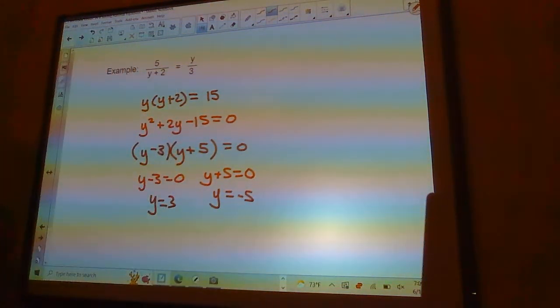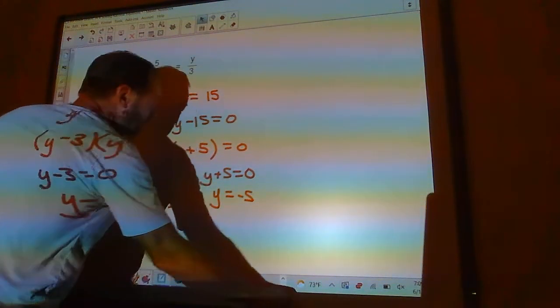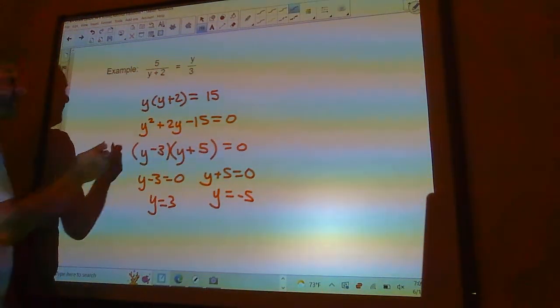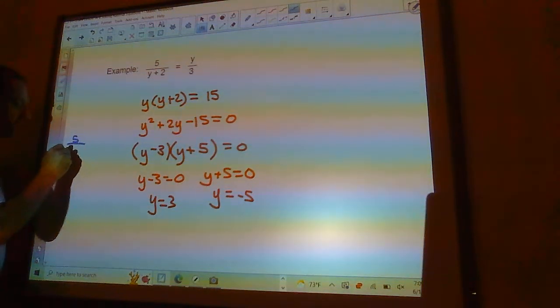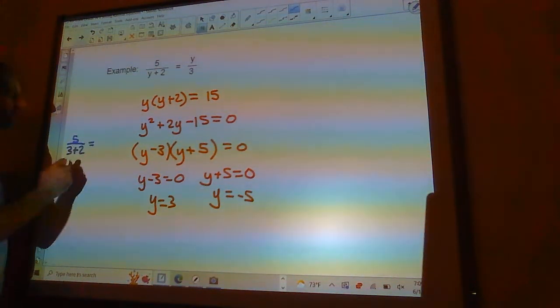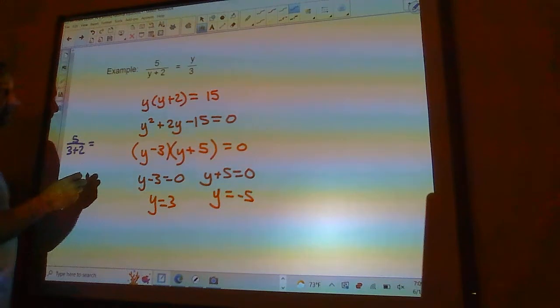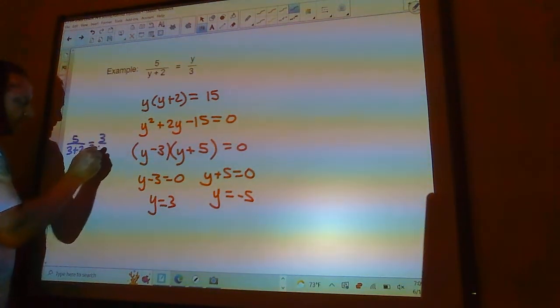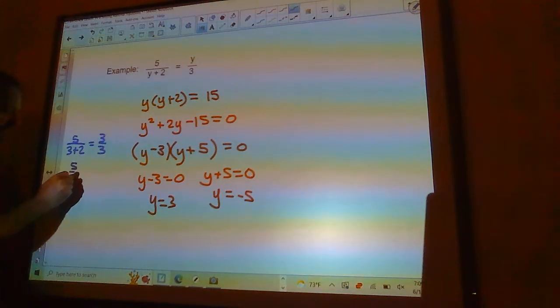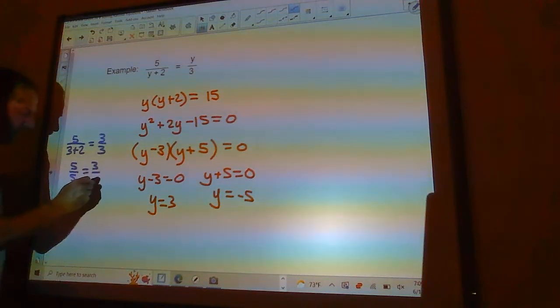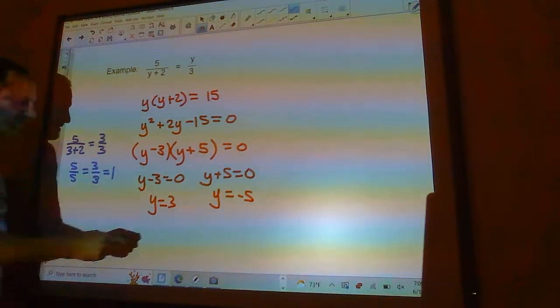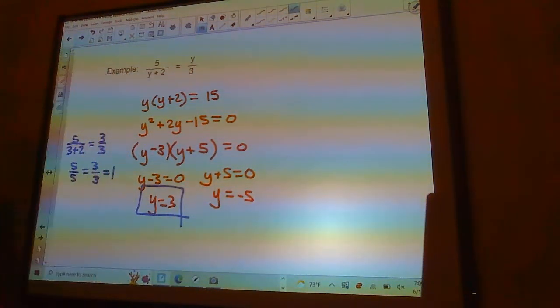Now, I would definitely check these to make sure that they both work. Okay, so if I plug 3 in here, I get 5 over 3 plus 2 should equal 3 over 3. And this is 5 over 5 equals 3 over 3, and both of those are equal to 1, so that's definitely an answer right there.